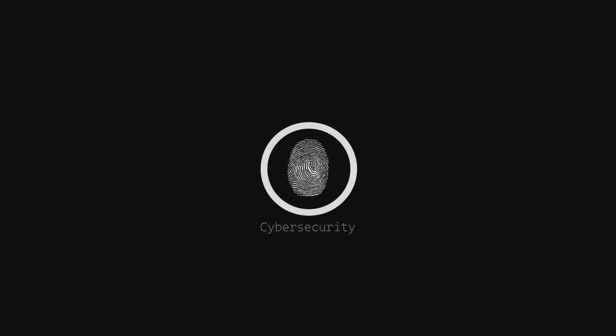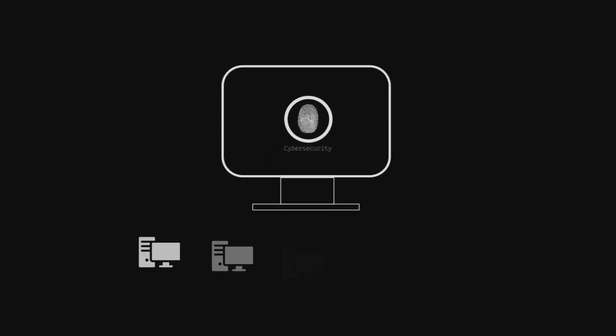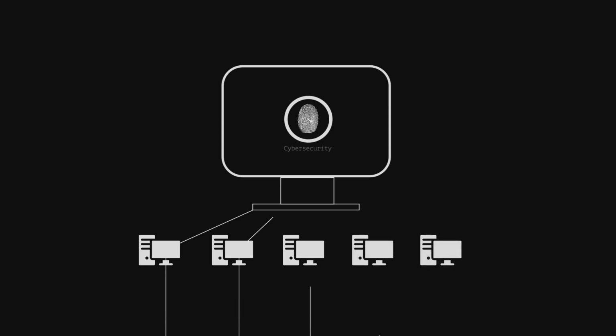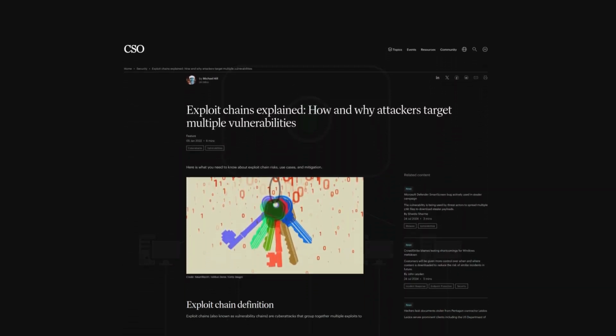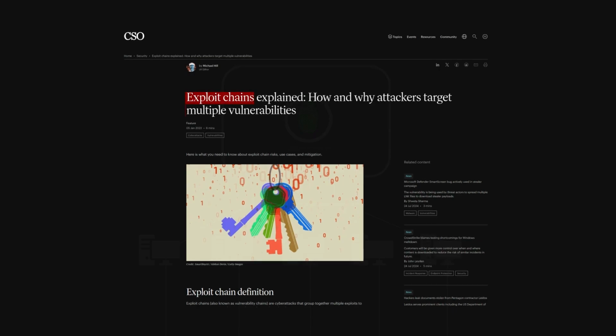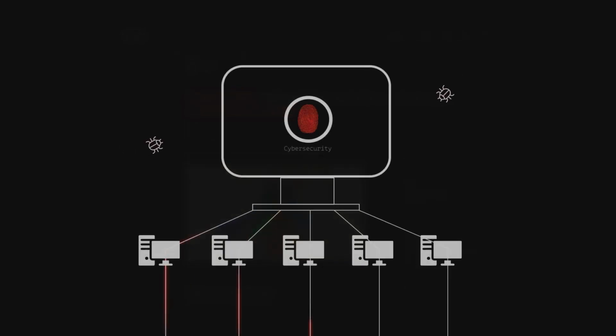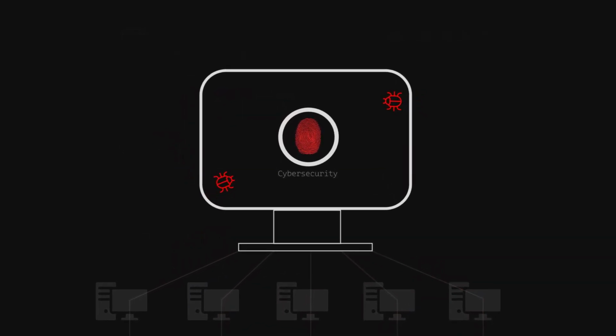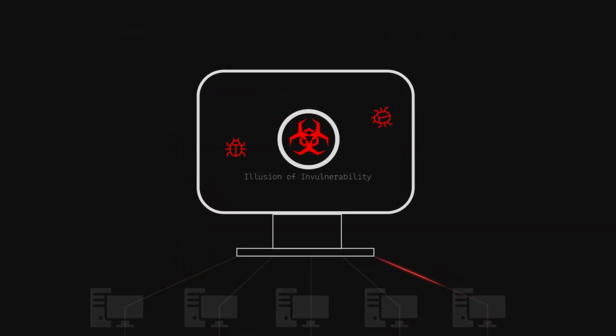In cybersecurity, virtual machines have long been heralded as a sanctuary for safely analyzing malware and mitigating risks. However, recent developments in exploit chaining, a technique that involves linking multiple vulnerabilities together to achieve a larger, more impactful exploit, have shattered this illusion of invulnerability.